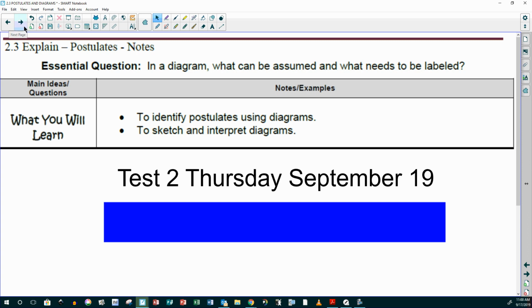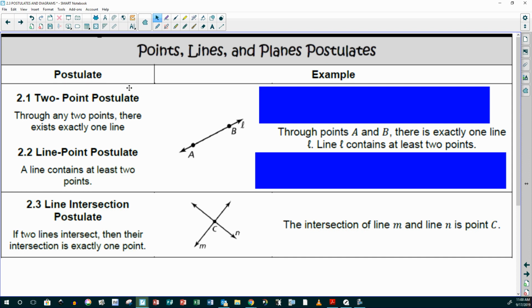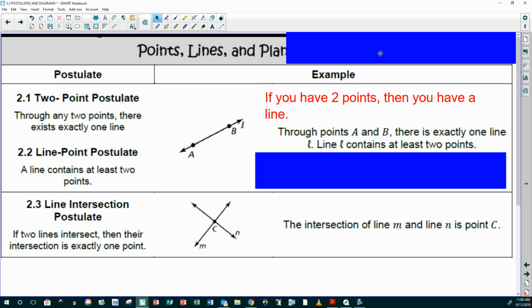Okay. So first we're going to look at some postulates. These postulates are kind of what make things work in geometry. So for example, if you have any 2 points, I don't care where they're at, any 2 points, they can be connected by a line. Think of it as a conditional statement. If you have 2 points, then you have a line. Doesn't matter if they're connected, what you visually see or not. If you have 2 points, then you have a line.